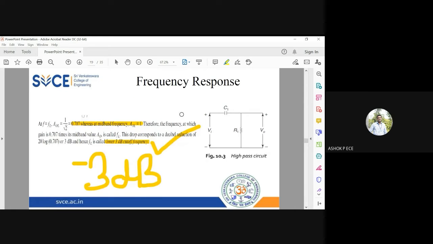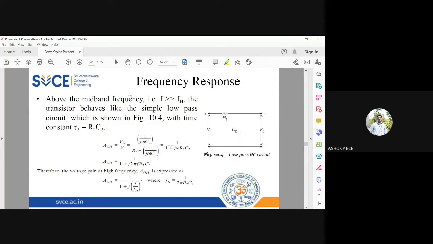So whatever we have seen is low frequency response. Remember, in low frequency you have high pass response. In high frequency, you will have low pass response. High frequency means where the frequency is very, very large, after the mid-band frequency.